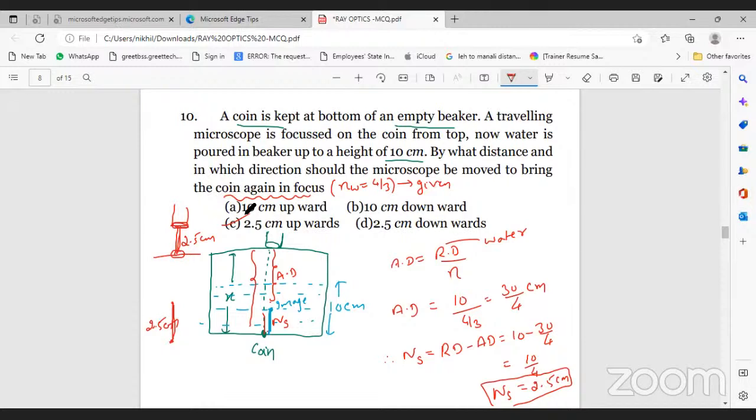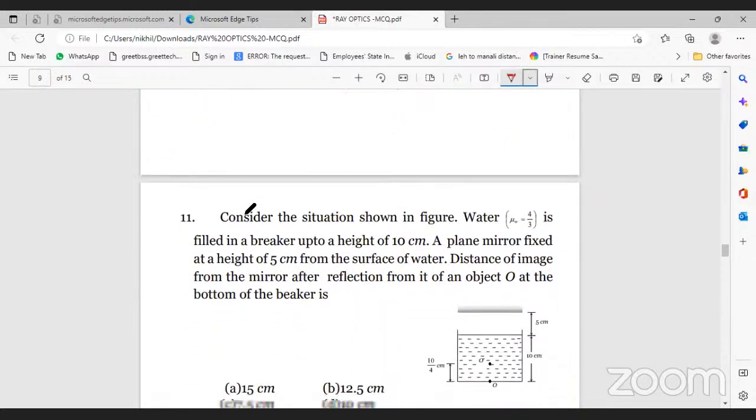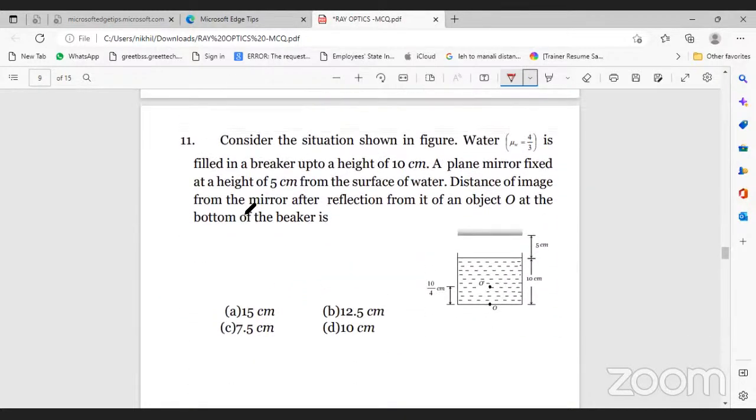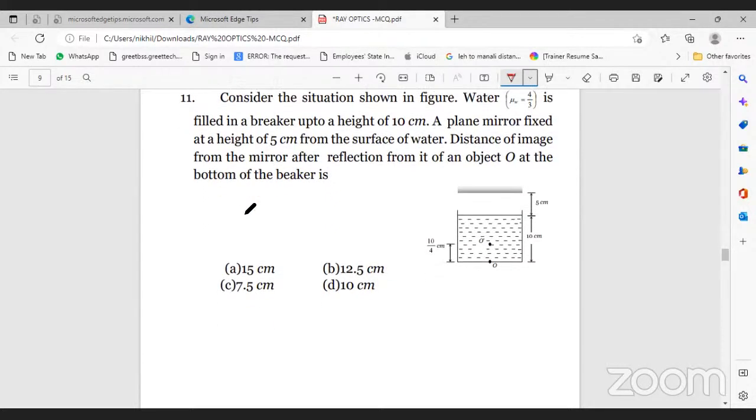Got it, Ajay and Varsha? Okay. So by what distance has the coin been shifted in the upward direction? By the same height the traveling microscope should be shifted upwards. Yeah, almost the same type of problem here, similar to that, but only the plane mirror is there here.